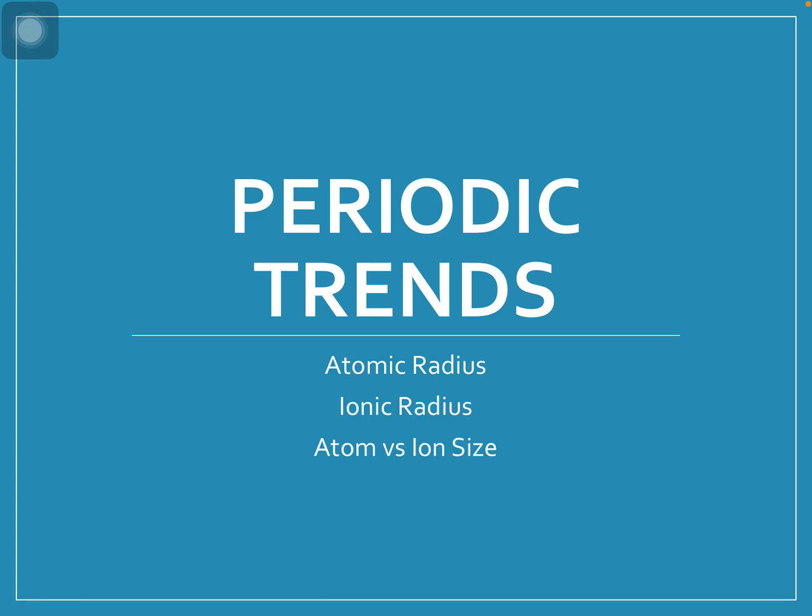In this lesson, we're going to look at some periodic trends. We're going to focus on the atomic radius, ionic radius, and the comparison between the radius or the size of an atom or ion for a particular element.